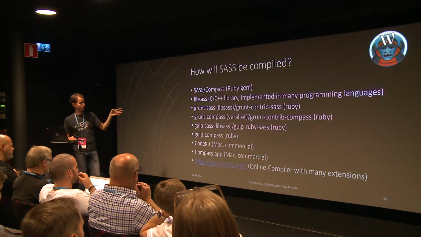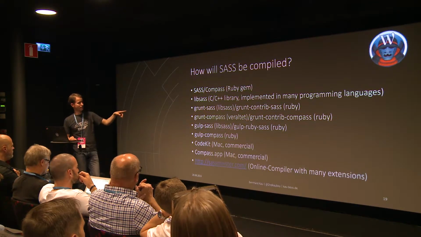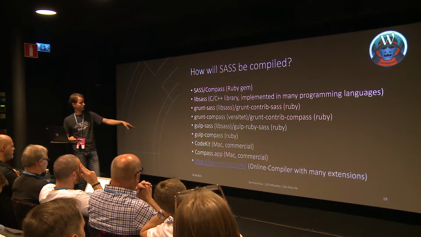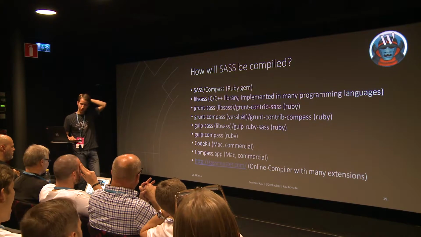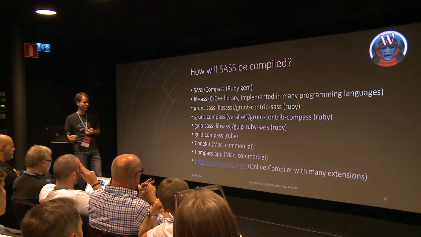Then recently many developers switched to using Grunt, and there are two different Grunt compilers. There's Grunt SASS and Grunt Contrib SASS. The one is using LibSASS and the other one is using the Ruby version. And there's also one for Gulp and things like that. Then there's also CodeKit for Mac and the Compass app. That's one of the apps most of the Mac users use, the Compass app. As far as I know, I'm not a Mac user.